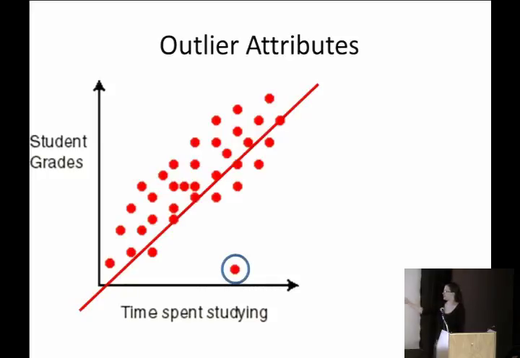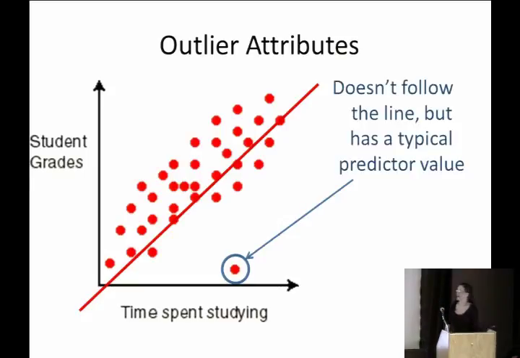Here we have a student who spends a pretty normal amount of time studying. They're certainly well within the range, but their grade is quite a bit lower than what we would naturally expect. This type of thing doesn't really affect the slope very much. And generally in regression, it's the slope that we're most interested in.